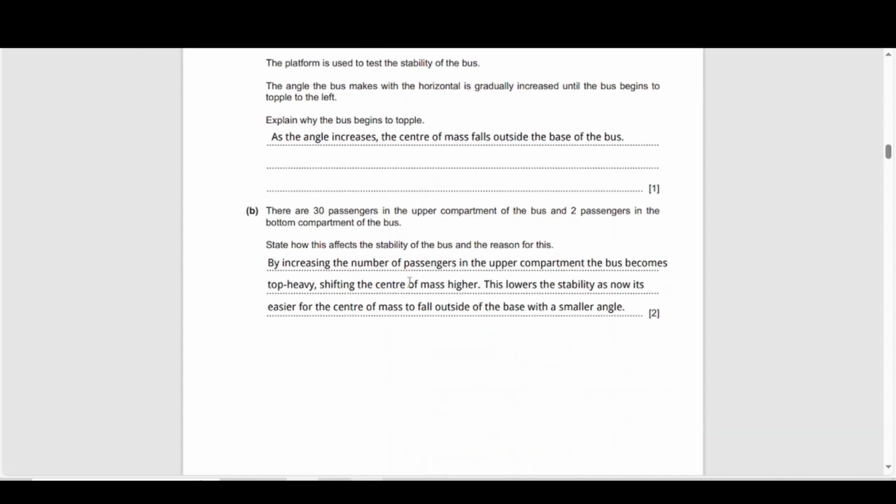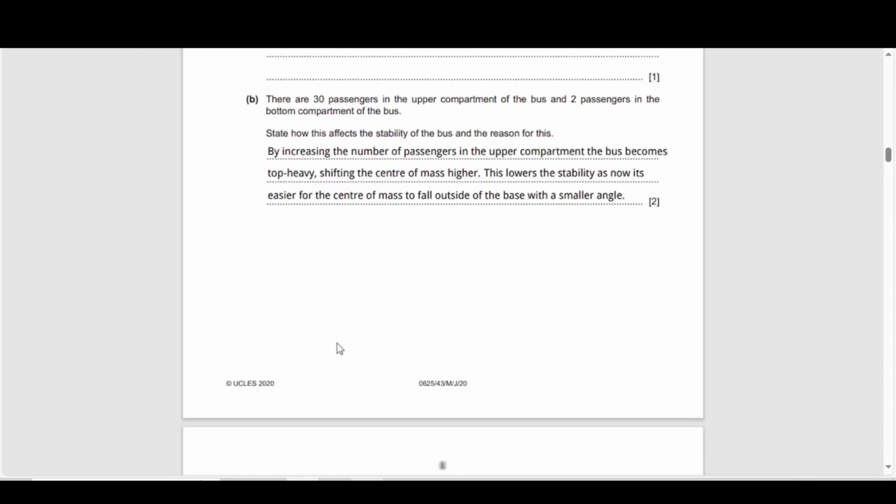So by increasing the number of passengers in the upper compartment, the bus becomes top heavy, shifting the center of mass higher. This lowers the stability, as now it's easier for the center of mass to fall outside the base with a smaller angle. So that is essentially what that is.